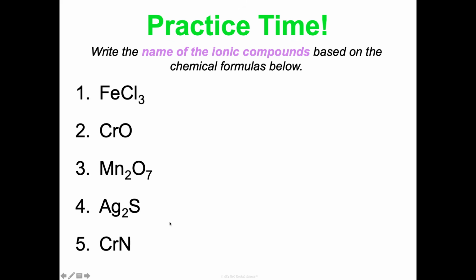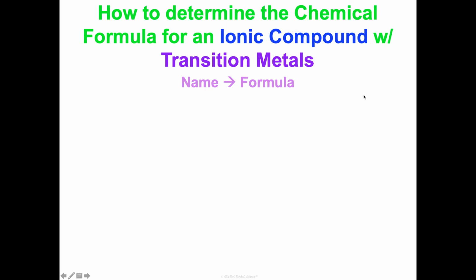All right, so here are 5 that you can practice. And then, of course, we'll do more practice in class. And then we also have to talk about going the other direction. So how to determine the chemical formula for an ionic compound with transition metals. So going from name to formula. This is easier to me.